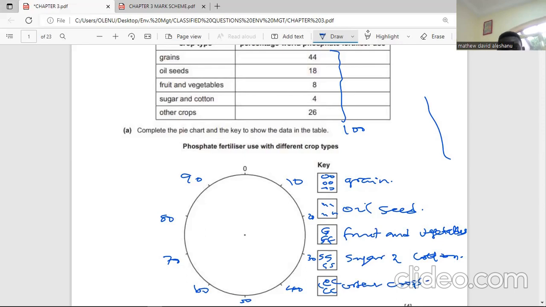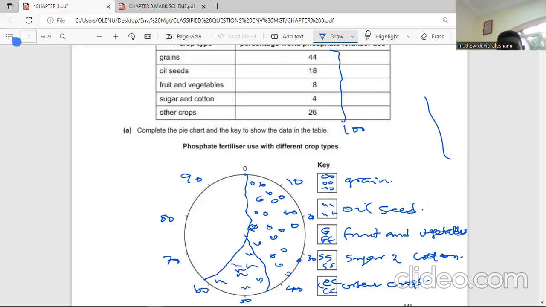Now, for me to represent this, I know my grain is 44. So this is your 0, and you start from 0 to this. This is 40, and this is 10, so you have 10 between 40 and 50. So 44 will be close to half of it, which is somewhere here. Then I put my 0, 0, 0. Make sure you use your ruler so that it will be straight. I'm just using freehand. Next is oil seed, which is 18. Remember, this is 44, so I have 6 left. Then 6 plus 10 is 16, plus 2 will give me 18. So that will be M for my oil seed.